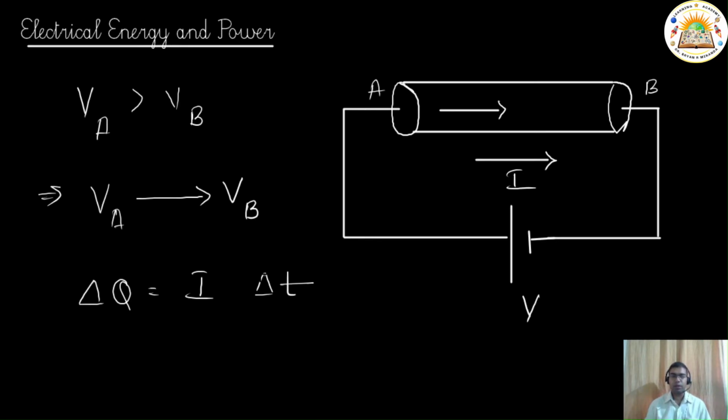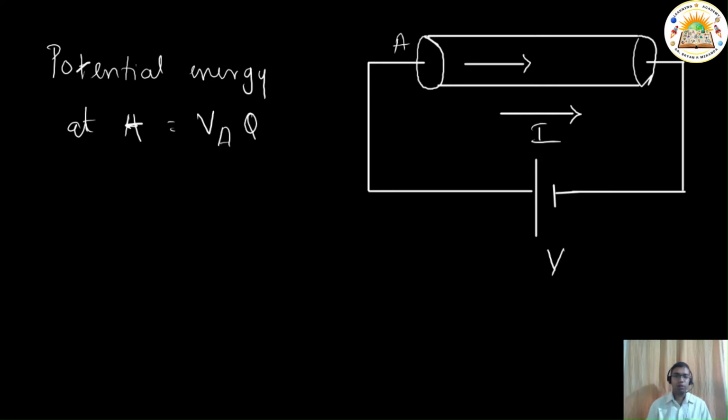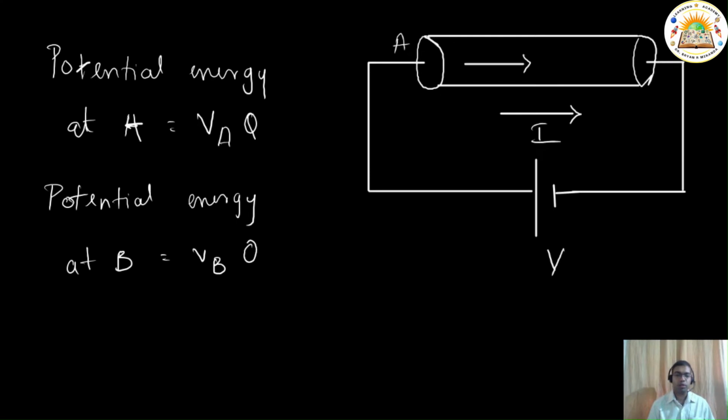Now let us look at the potential energy of the charges at A and B. So at A, I can take the potential as VA. So potential energy at point A can be taken as VA times Q. Similarly, potential energy at B is equal to VB times Q.